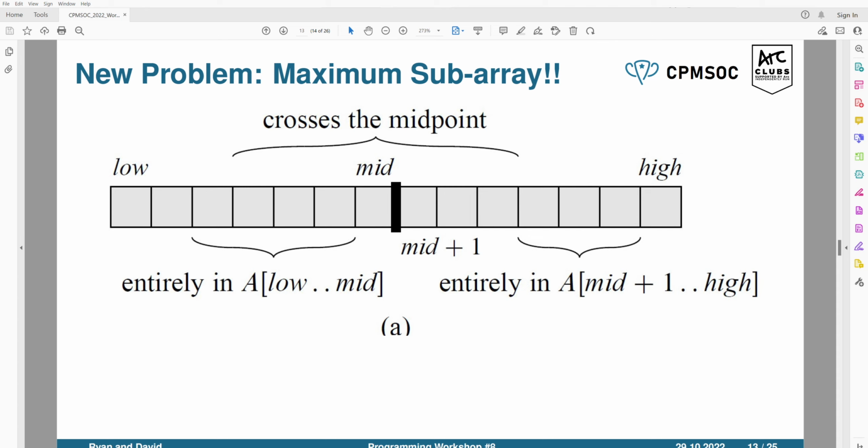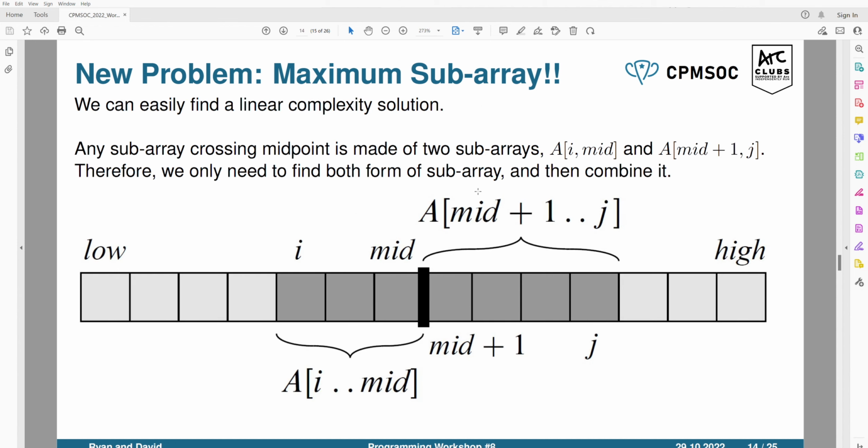We observe that any subarray that crosses the midpoint is made of two subarrays. One intersects with the left half and also crosses mid, and another is in the right half, which also crosses mid. This diagram only indicates that the subarray is either entirely in the left half or entirely in the right half, or it might cross the midpoint.